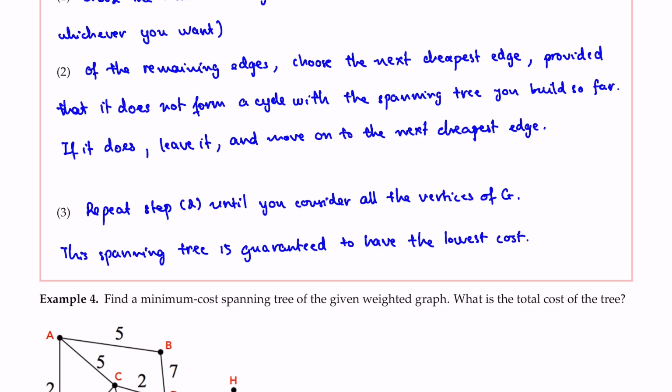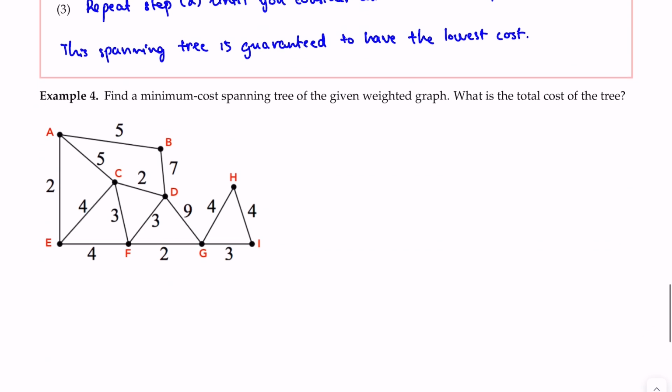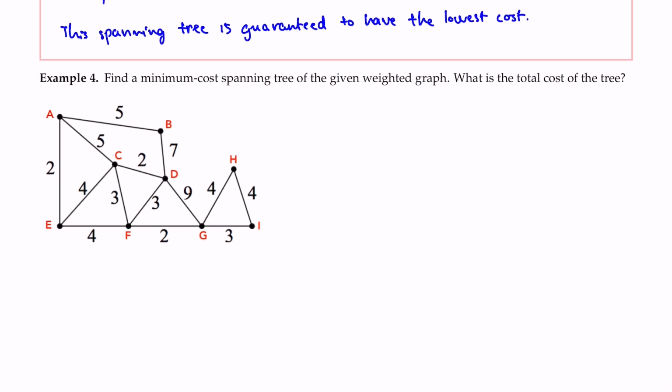All right, so I'm going to give you 2 examples. The first example is kind of a generic type of example, and the second example is going to go back to the connected weighted graph where you have the airfares going from one city to another. So in example 4, I want to find the minimum cost spanning tree of the given weighted graph, and after that I want to know what is the total cost of the tree.